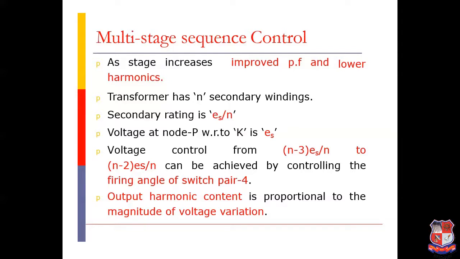The transformer has n secondary windings. The secondary winding voltage can be calculated as Es divided by n. The voltage at any node P with respect to K is Es. Voltage control from (n-3)Es/n to (n-2)Es/n can be achieved by controlling the firing angle of switch pair 4. Output harmonic content is proportional to the magnitude of voltage variation.